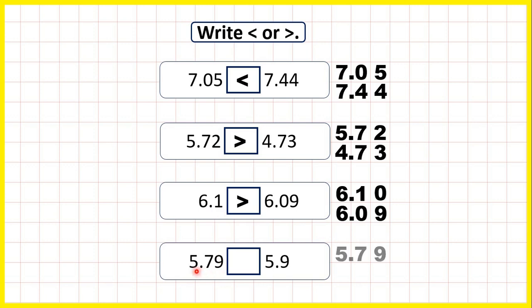Finally, we have 5.79 and 5.9. The decimal points are lined up. We can write 0 in this empty square. Both numbers have 5 ones, but when we compare the tenths, we can see that 5.9 is the larger decimal because that has 9 tenths and 5.79 only has 7 tenths.